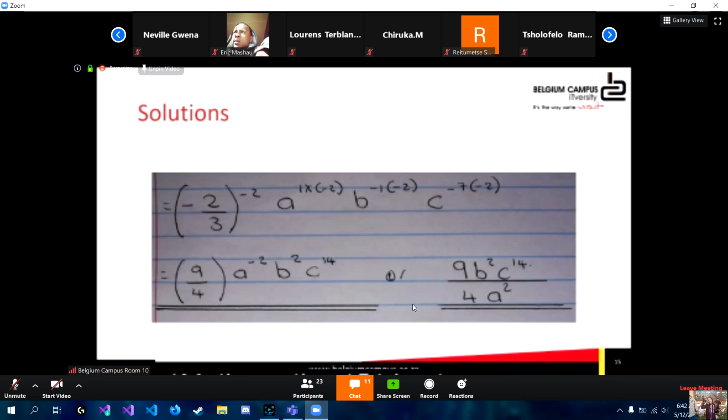A to the power of 1 times -2 gives you -2. B to the power of -1 times -2 gives you a +2. C to the power of -7 times -2 gives you the +14. And if you require the answers to be all positive powers, then that A to the power of -2 goes to the denominator to become A squared. All right. Is that making sense?